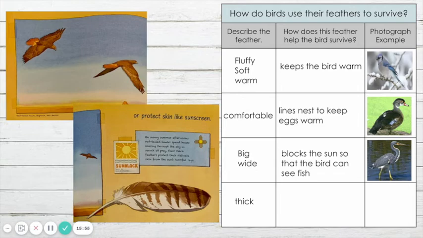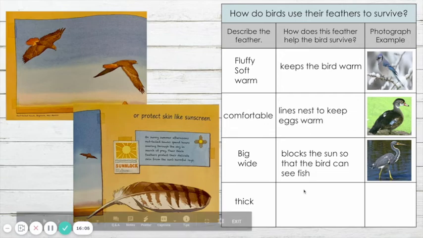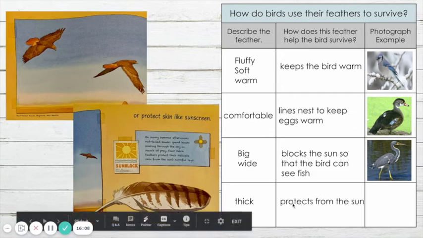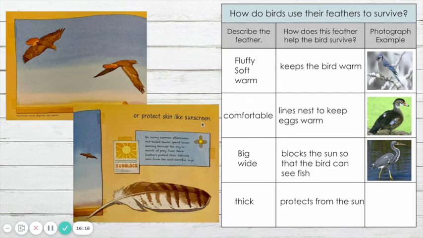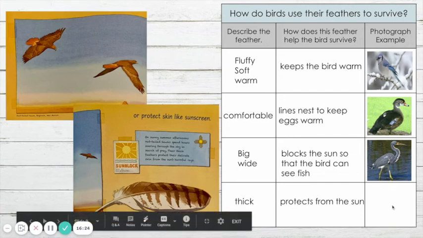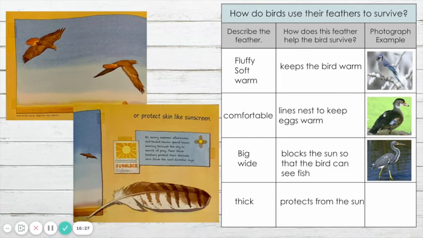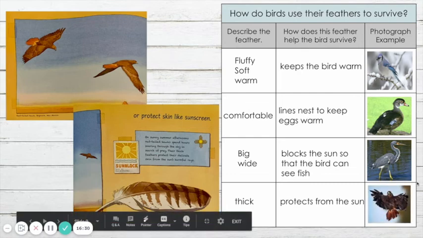Good. I think that we could say that the feathers protect from the sun. The feather acts kind of like a sunscreen, protecting the red-tailed hawk as they spend hours soaring through the sky. Let's finish this row by putting in a real photograph example. There's a real red-tailed hawk.